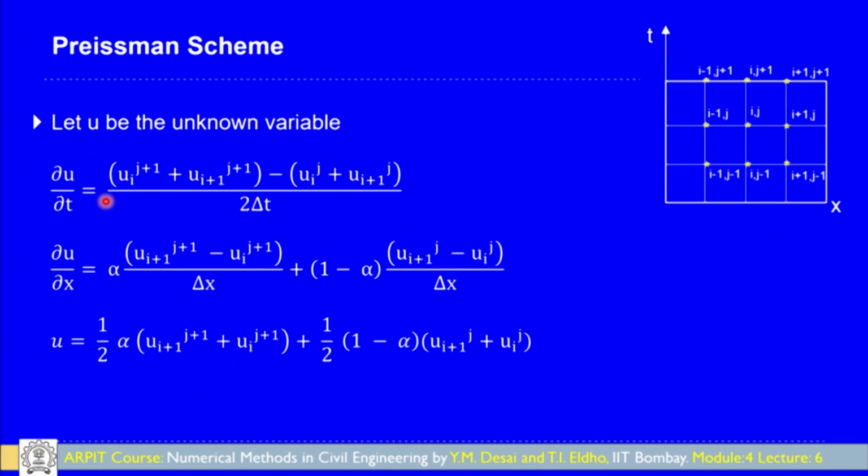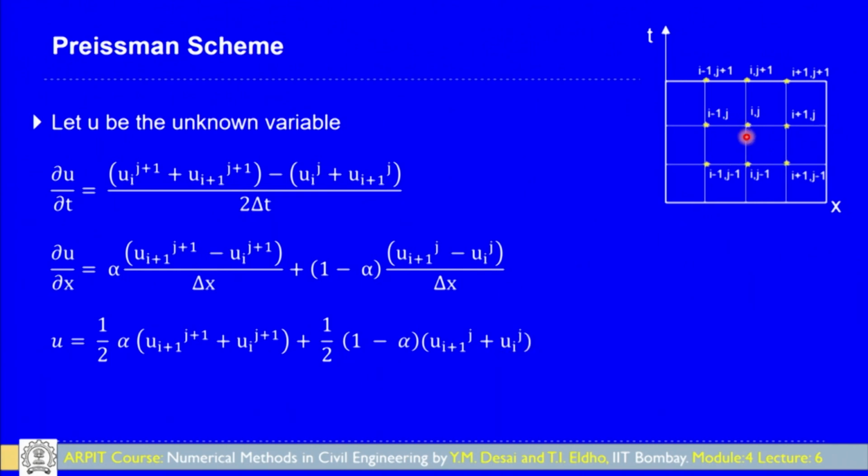So, del u by del t can be written as (u(i,j+1) + u(i+1,j+1) - u(i,j) - u(i+1,j)) divided by 2 delta t. For del u by del x, with respect to space, we use a parameter alpha: alpha times (u(i+1,j+1) - u(i,j+1)) divided by delta x, plus (1 - alpha) times (u(i+1,j) - u(i,j)) divided by delta x. Here u is equal to half alpha into (u(i+1,j+1) + u(i,j+1)) plus half (1 - alpha) into (u(i+1,j) + u(i,j)).